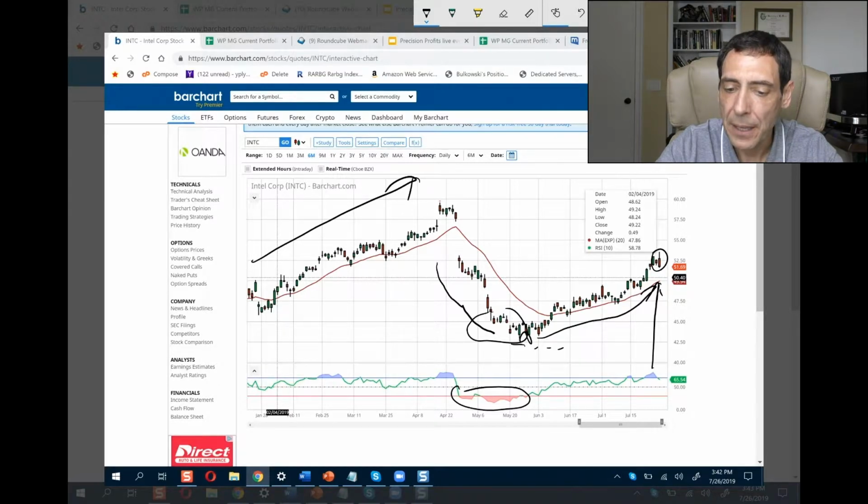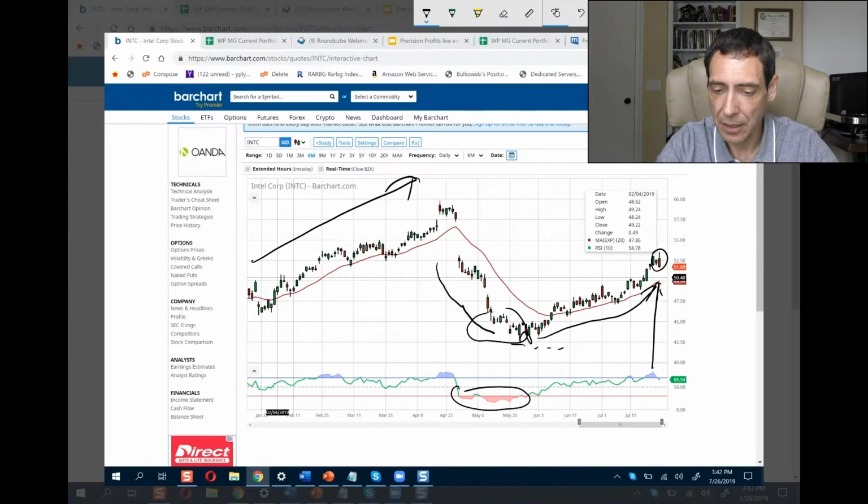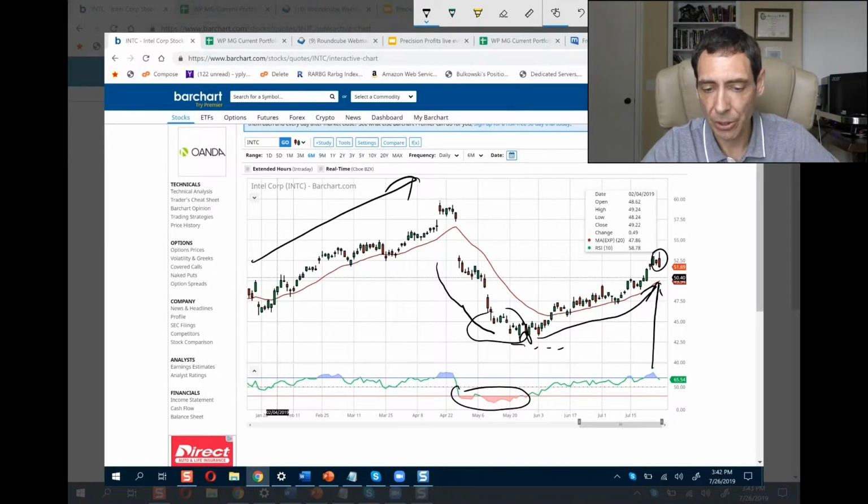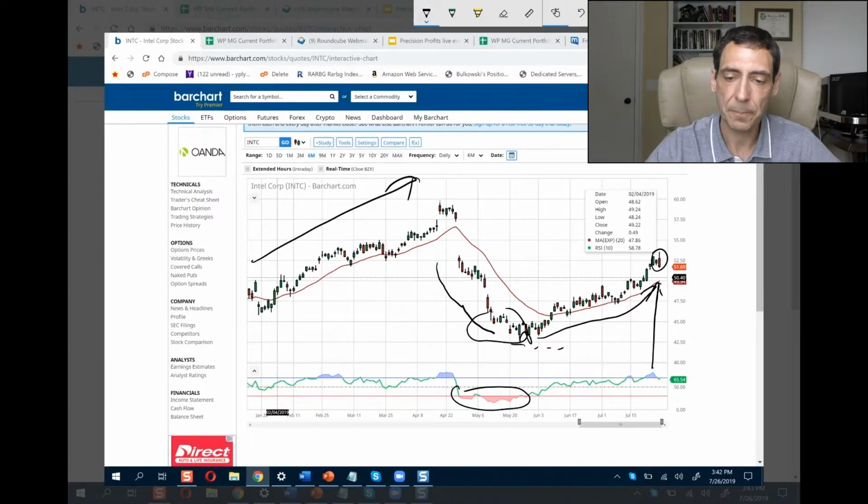Not bad, right? You enter right around the $43 level, and you ride it all the way to the $52 level. That's like an 18% gain in 2.5 months, or about 2 months. You enter right around the end of May and you get out around the end of July. So yeah, you held it for about 2 months.